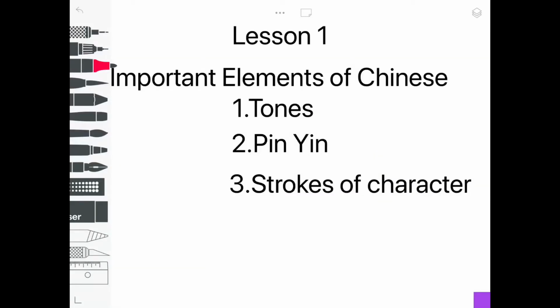In this lesson, we are going to talk about 3 important elements of Chinese. The first one is tones. The second one is pinyin. Third one is strokes of Chinese character.